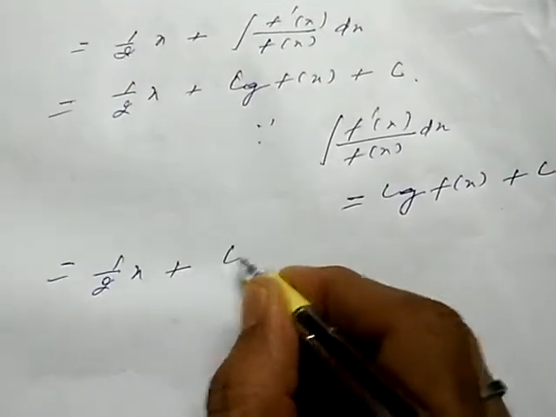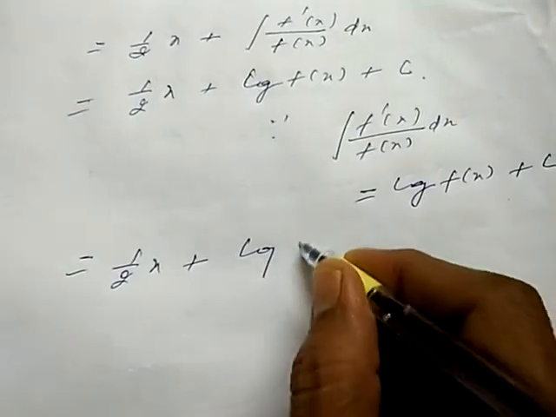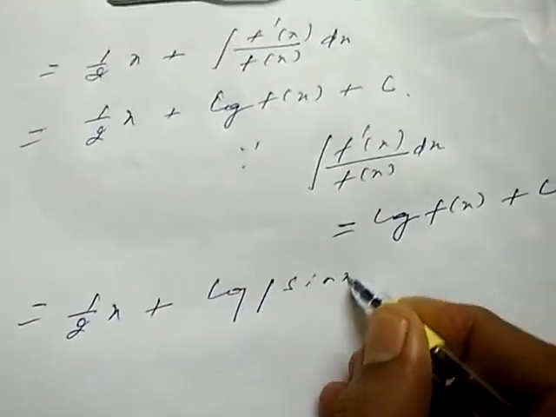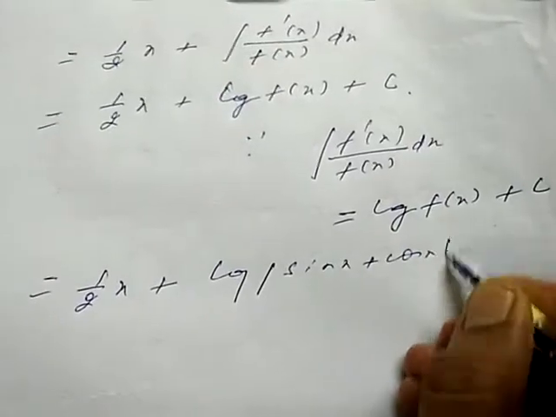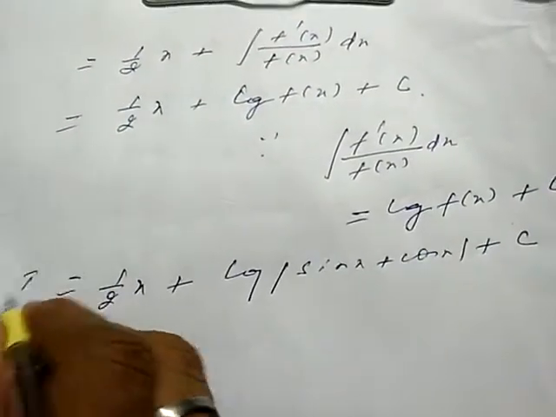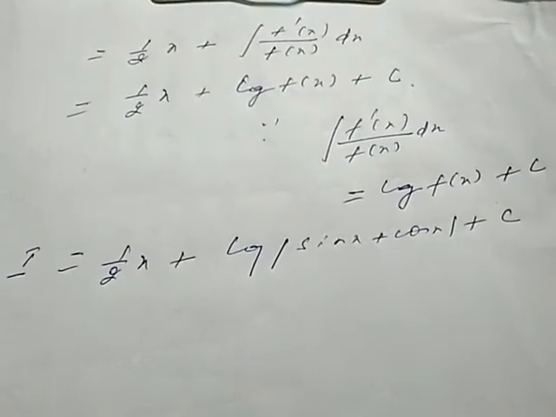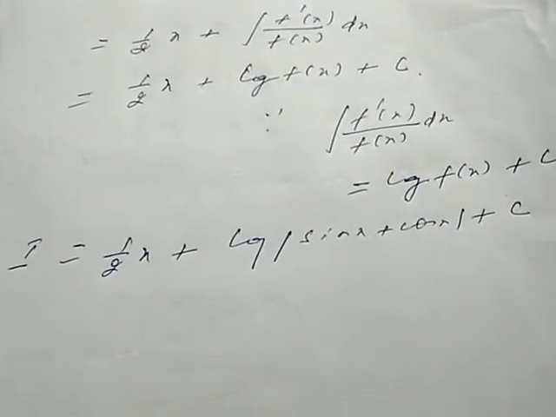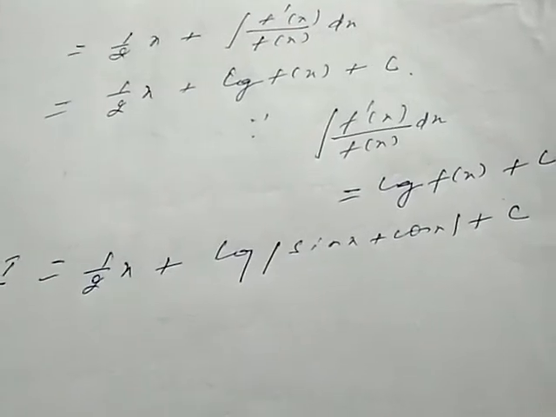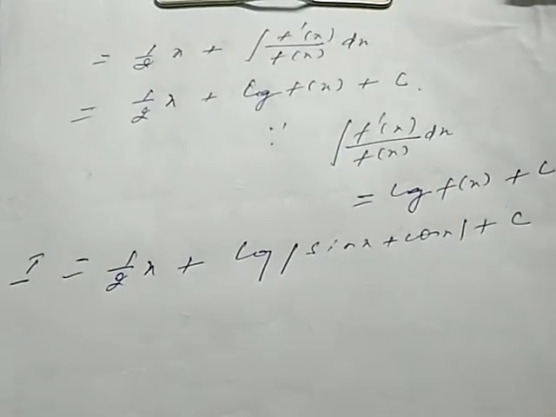After doing so, we put the f x. What is f x? Log of, what is f x? This is sin x plus cos x, plus c. This is the way we can complete this question number 2. So they are very simple. Every time our philosophy is the same: we have to moderate the integrand in such a fashion that we can make it a standard form.